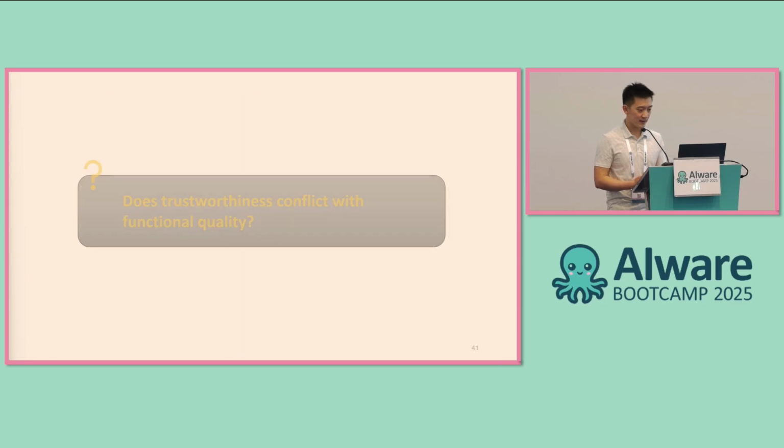Okay, so I'm going to wrap up my talk here with a question. When we achieve all the trustworthiness aspects that we are considering, would it conflict with the functional quality of a system? Is there a balance to make, or can we achieve a well-rounded system that's both high quality and highly trustworthy?